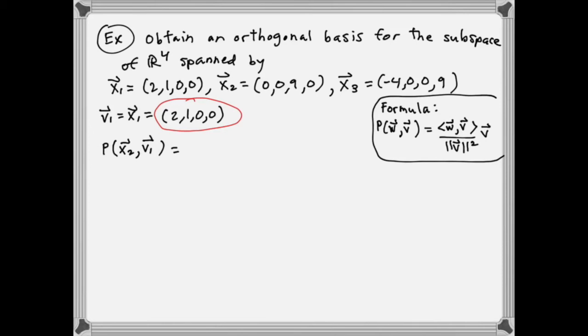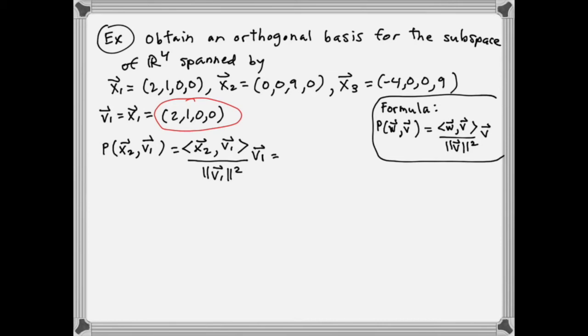Okay, look at the formula over there. When you project, you have to do x2 inner product with v1 divided by v1 squared, all times v1. And what is this equal to?